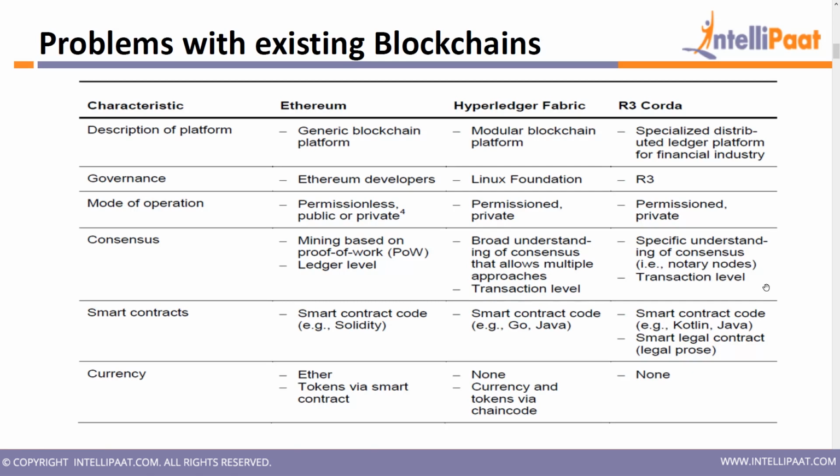Now governance. Governance is done by Ethereum developers in Ethereum. Hyperledger Fabric is governed by the Linux Foundation. R3 Corda is governed by R3. Mode of operation.